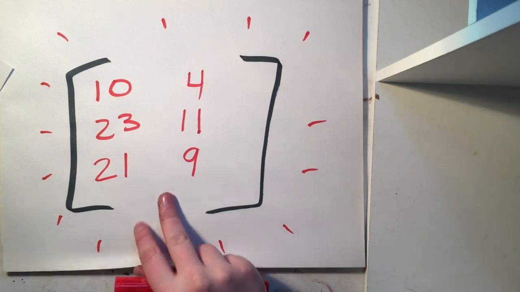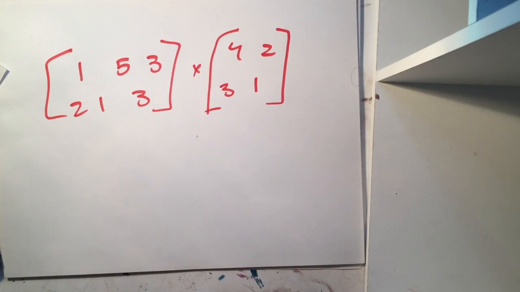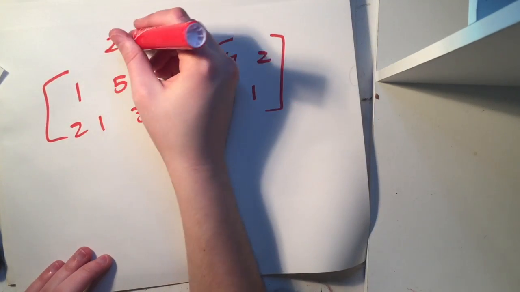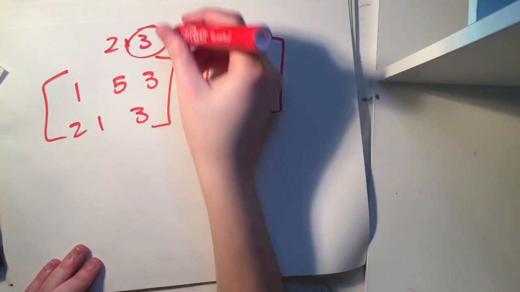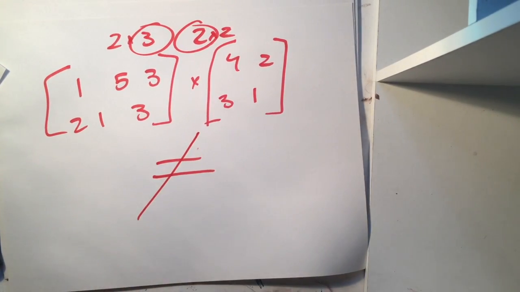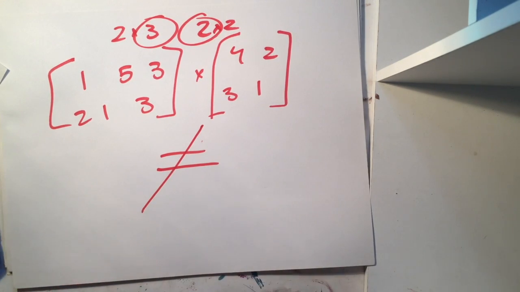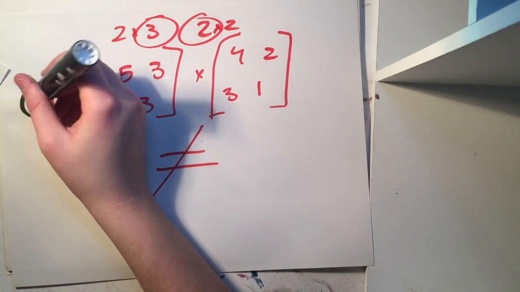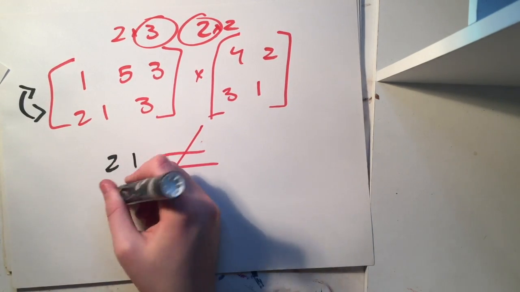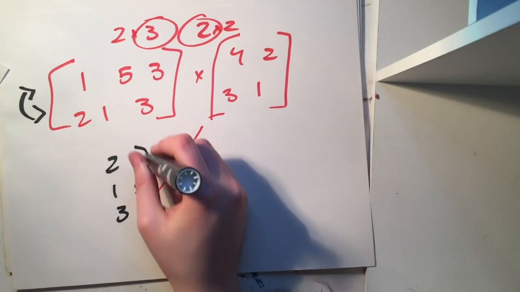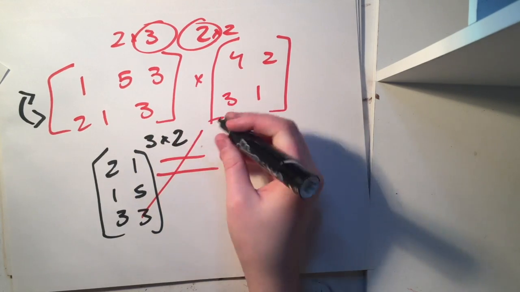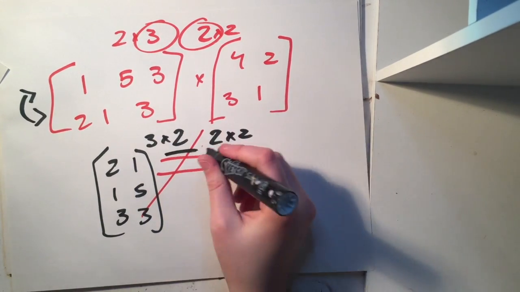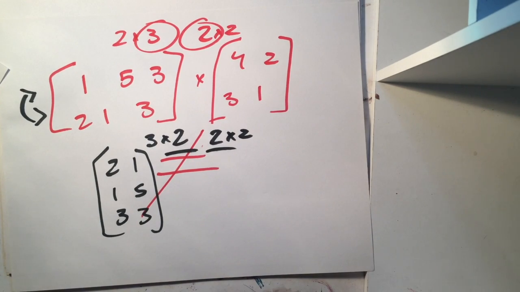So let's look at some problems that we can't multiply. For instance, we couldn't multiply these two matrices because it's a 2 by 3 and a 2 by 2, and these two do not match up. So we cannot multiply these two. But if we were to flip this, we could multiply this because then it would be a 3 by 2 and these two would match up. Pretty simple.